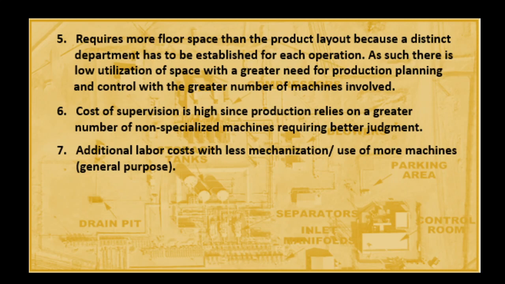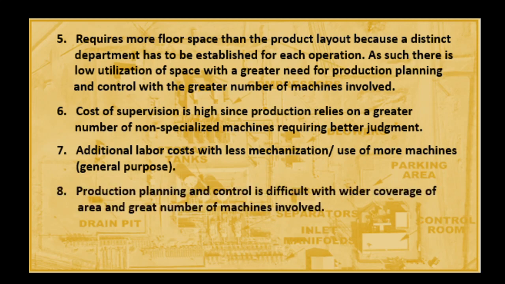So seventh one, there is additional labor cost with less mechanization or use of machines that of using general purpose machines. So mas maraming labor dito as compared doon sa tinutukoy nating process layout. So 8.1, production planning and then control is difficult with wider coverage of area and then greater number of machines involved. So again, as compared to a process layout, sa process layout, kakaunti yung machines kasi gumagamit tayo ng special purpose machines. So, mas madali yung planning doon as well as yung control. Unlike dito sa tinutukoy natin product layout, mas maraming general purpose machines, mas complicated yung planning as well as yung corresponding control is actually quite difficult.